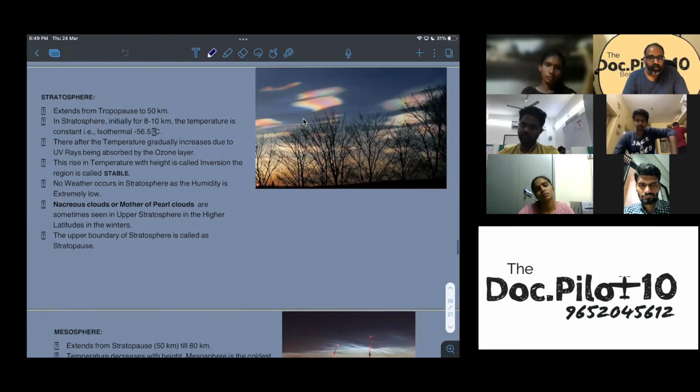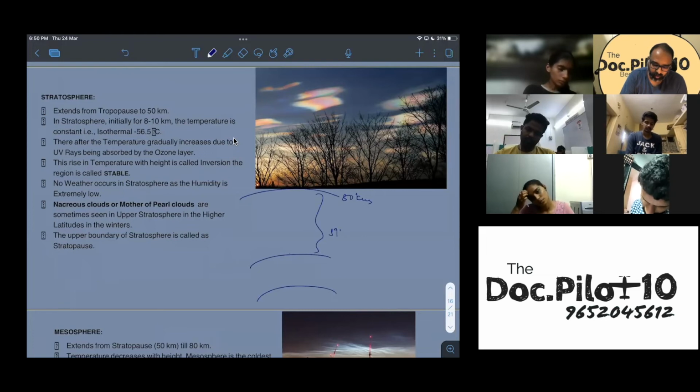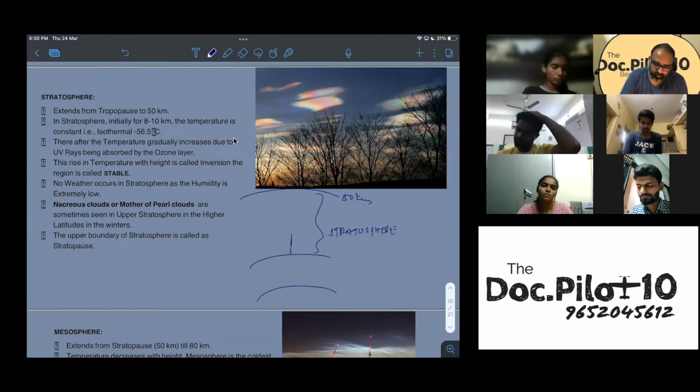Now, coming to the stratosphere. What is the height of the stratosphere? Tropopause up to 50 kilometers. Correct. If this is Earth, this is the tropopause, and this is 50 kilometers, so this is the stratosphere. In the initial 8 to 10 kilometers, the temperature is constant at minus 56.5 degrees centigrade. From there, the temperature keeps on increasing.